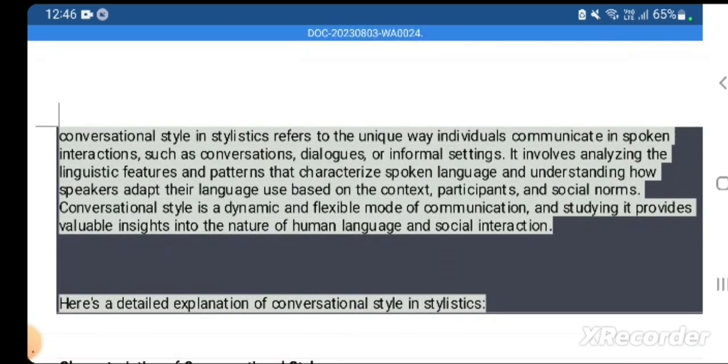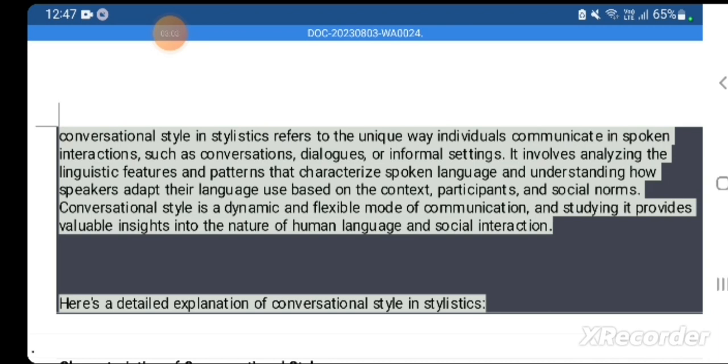We do not talk in the same manner in all situations, with all people, in all social conditions. We can switch and change our style based on the situation and context and with the people we are having a conversation with. We choose the style according to all of these things. So conversational style is a dynamic and flexible mode of communication in which you can switch back and forth, and studying it provides valuable insights into the nature of human language and social interaction. So basically, the study of conversational style is not only the talking style, but the study of the nature of human language and social interaction, and how it goes on.